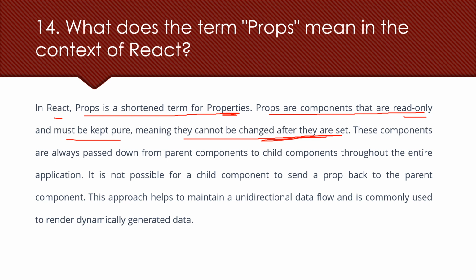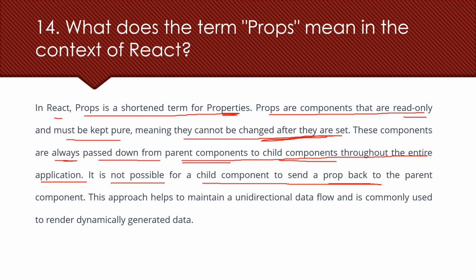These props are always passed down from parent component to child component through the entire application. This is a very, very important statement for props. That means it is not possible for a child component to send properties back to the parent component. This approach helps to maintain a unidirectional data flow and is commonly used to render dynamically generated data.